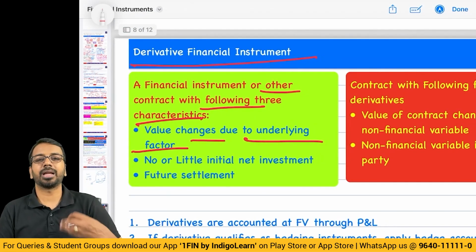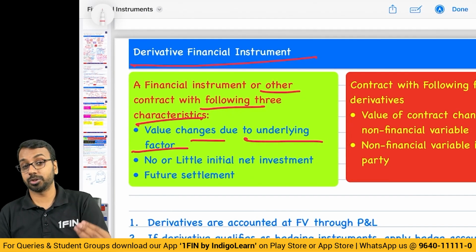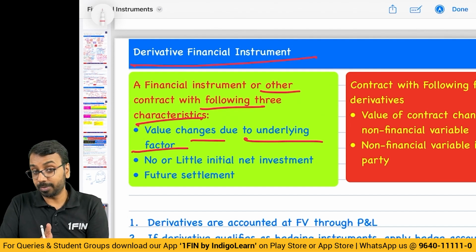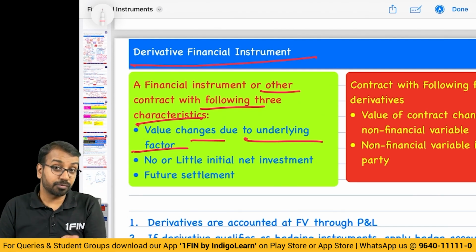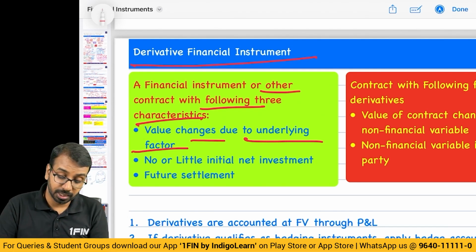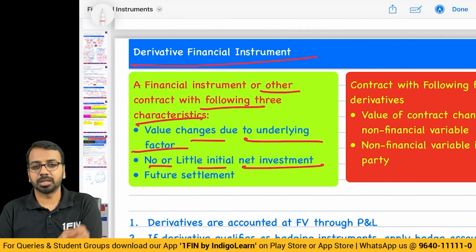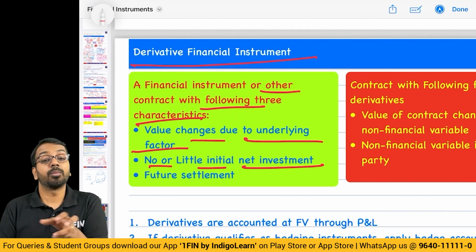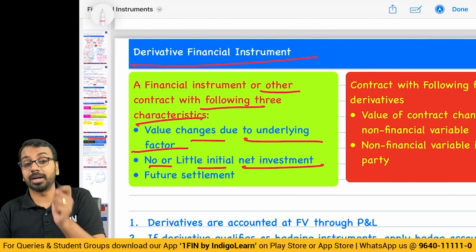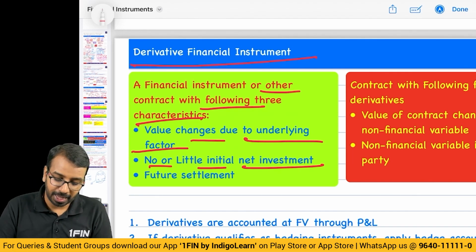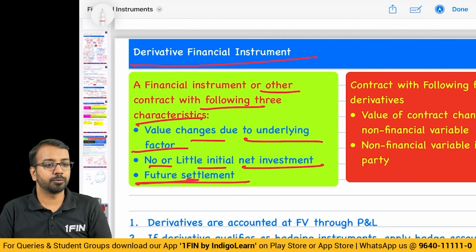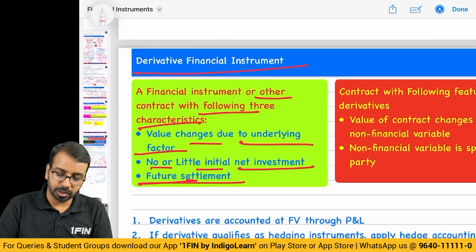So say for example, I have taken a call option or a future contract on a share. Share price changes, the value of the derivative changes. The value of the call option changes, the value of the put option changes. There is no or little initial net investment. If I had to buy 1000 shares of Reliance, I had to invest a huge amount. But if I have to buy 1000 call options on Reliance, I have to pay a very small amount. And the transaction will be settled in future. So these are the characteristics.